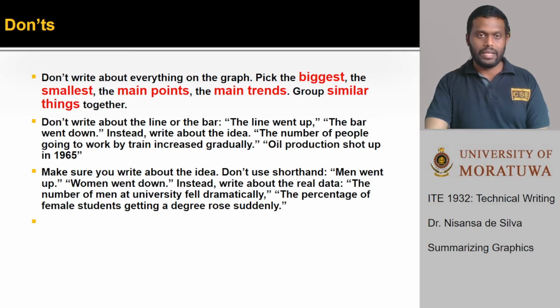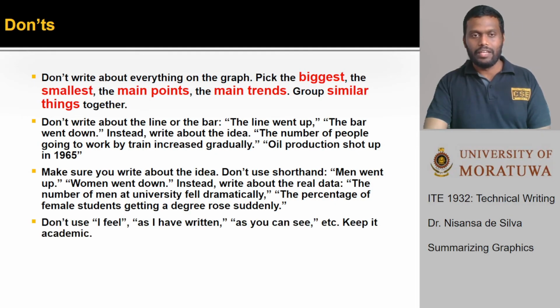Do not use shorthand. Don't say men went down or women went down or trousers went down. Say the number of men at university fell dramatically. The number of trousers provided or created by this factory increased. Full sentences.